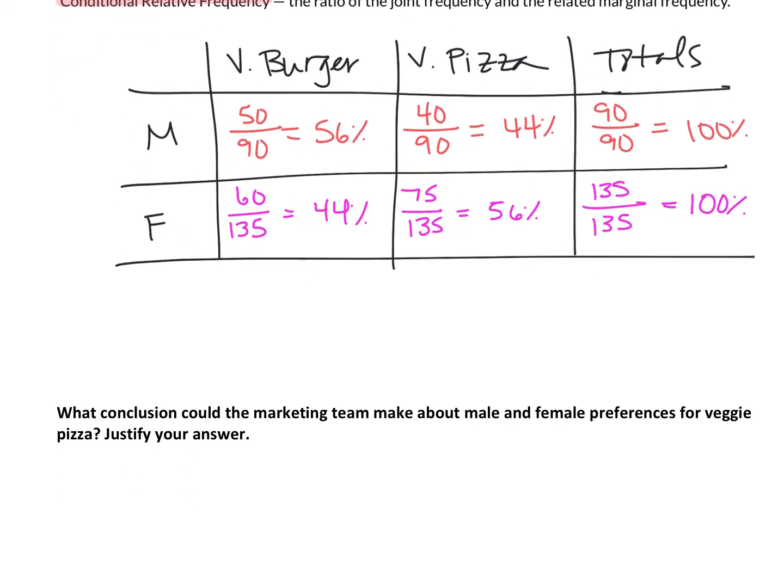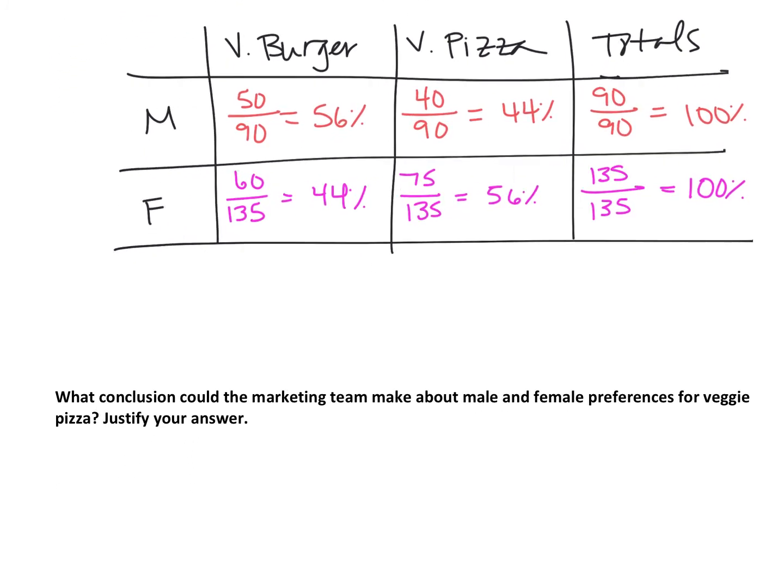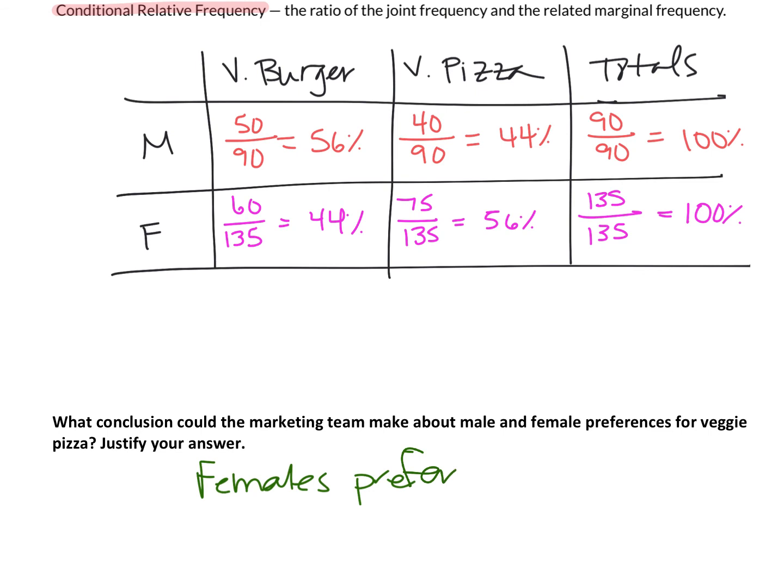All right, so another question about this data and this conditional relative frequency table. What conclusion could the marketing team make about male and female preferences for veggie pizza? Justify your answer. So let's just look at the veggie pizza, this column right here. We can see that 44% of males prefer the veggie pizza, 56% of females prefer the veggie pizza. So what conclusion should the team make? They can say that females prefer veggie pizza more than males do.